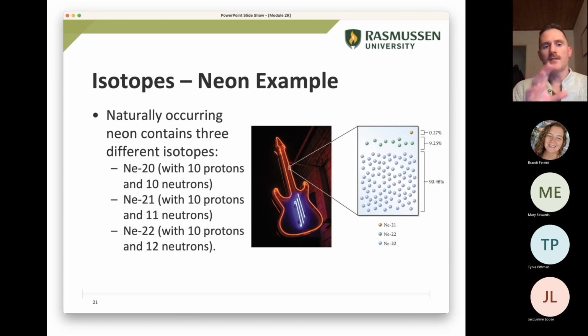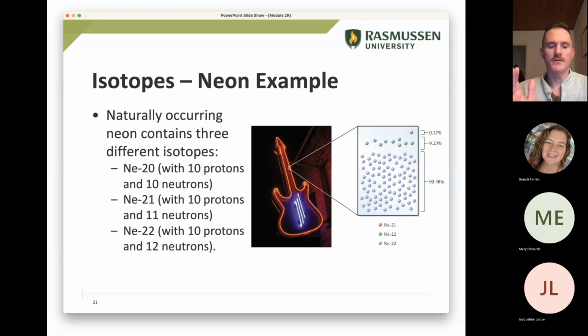Now let's also talk about isotopes. All atoms have naturally occurring differing kinds of isotopes, right? So if you take a neon sign and you take some neon out of it and you sample it and you start looking at all of the neon in it, you're going to find out that some neon has 10 neutrons, some of the neon has 11 neutrons, and some of the neon has 12 neutrons.